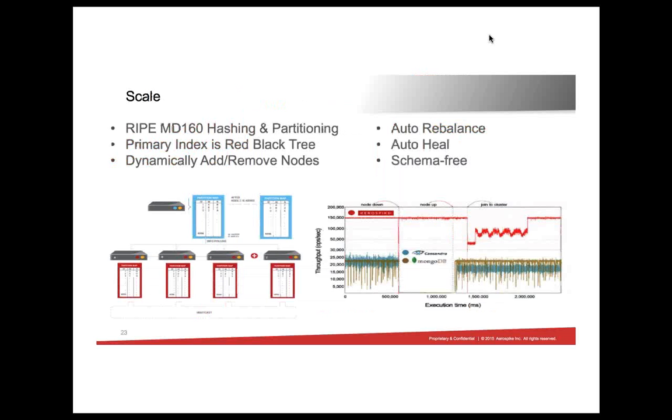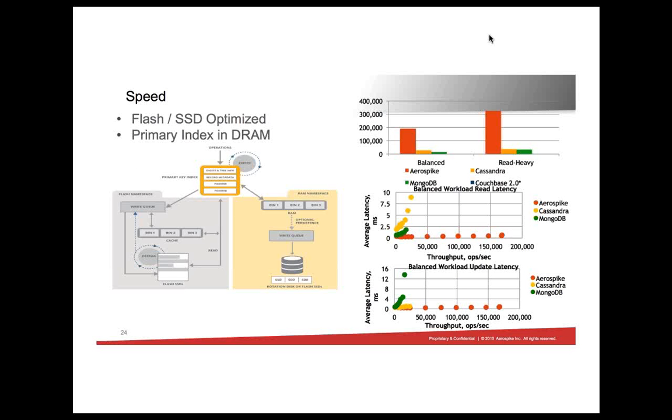How do we do that? Underneath, essentially, we're a big hash partitioning scheme. We use RipeMD as the partitioning mechanism. We have a red-black tree as the primary index. But essentially, the scaling mechanisms are there to ensure that you can dynamically add and remove nodes, and the data gets rebalanced across those nodes, and we can essentially auto-heal. So Aerospike has some natural abilities to deal with modern compute deployments, whether that's virtualized or, as we'll see, containerized.